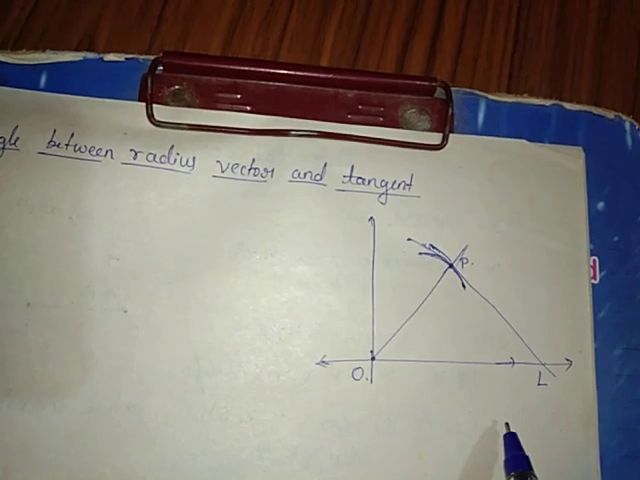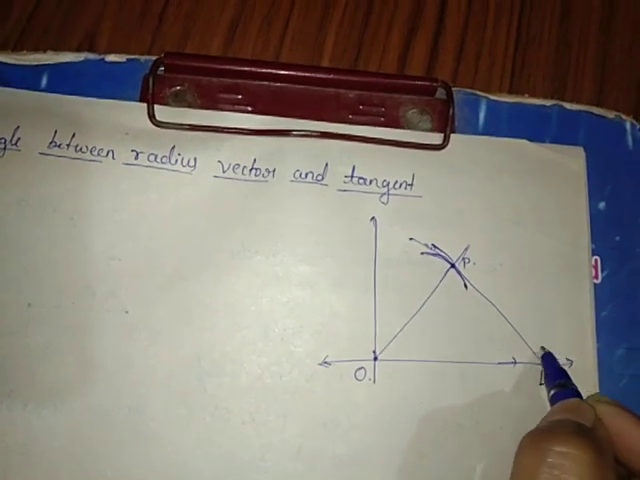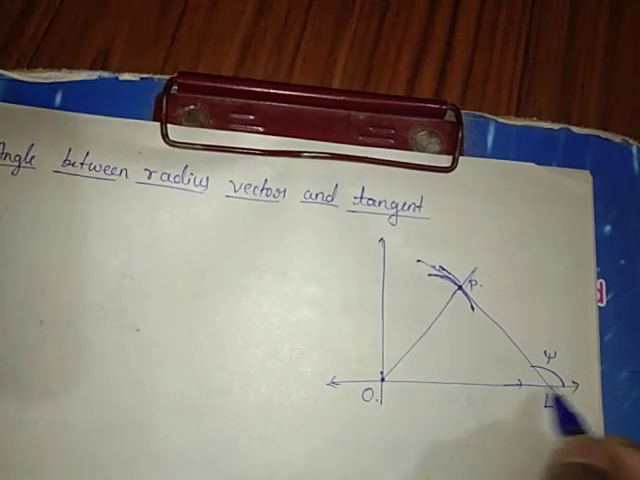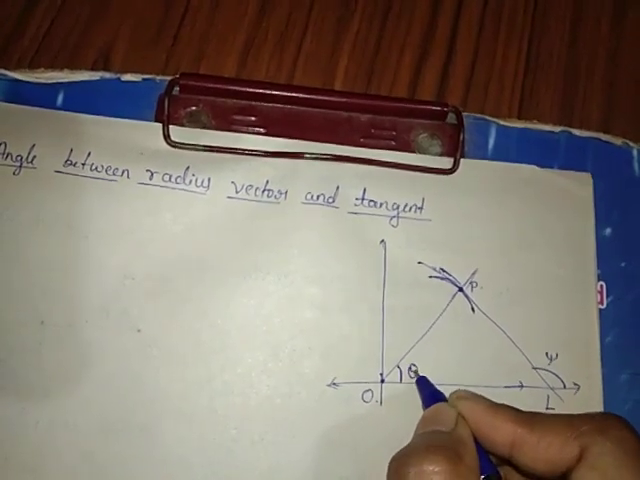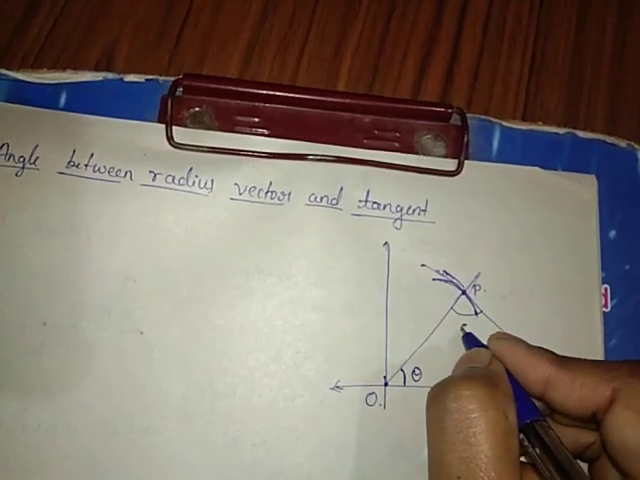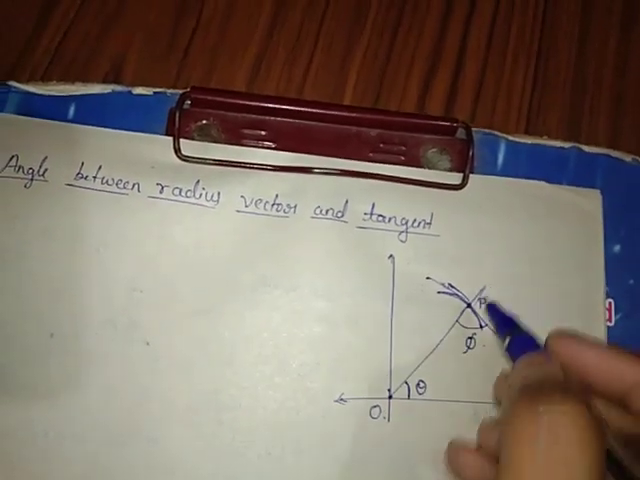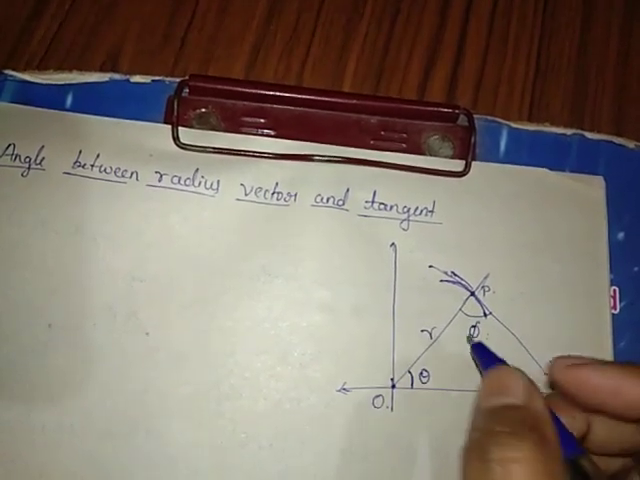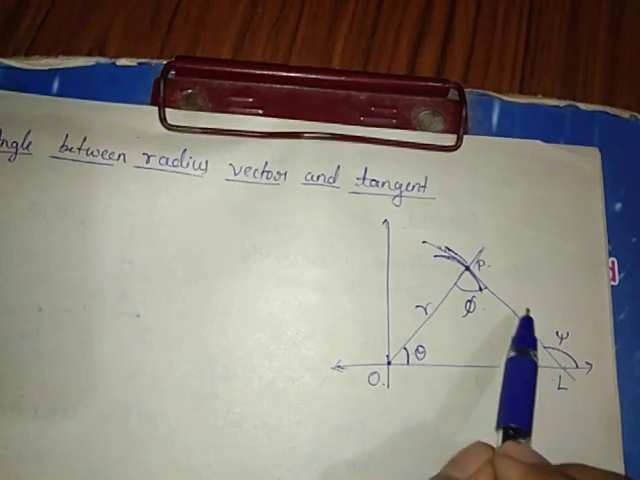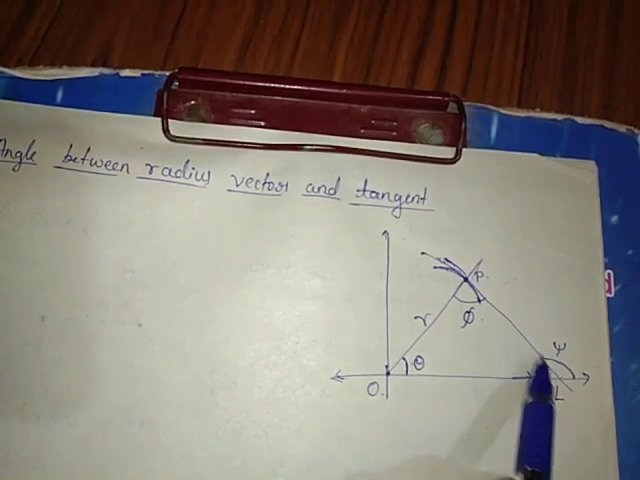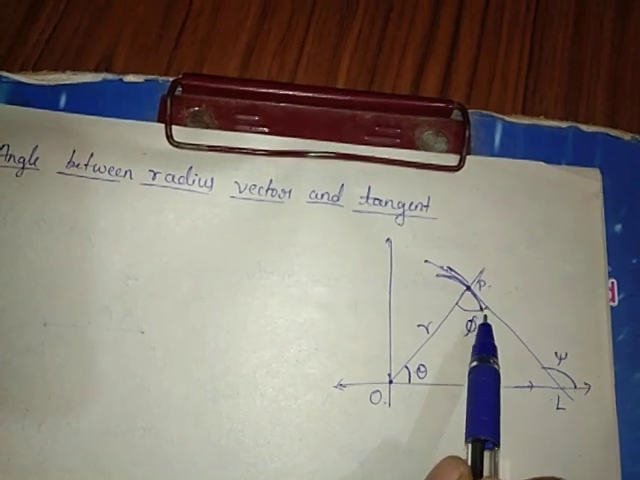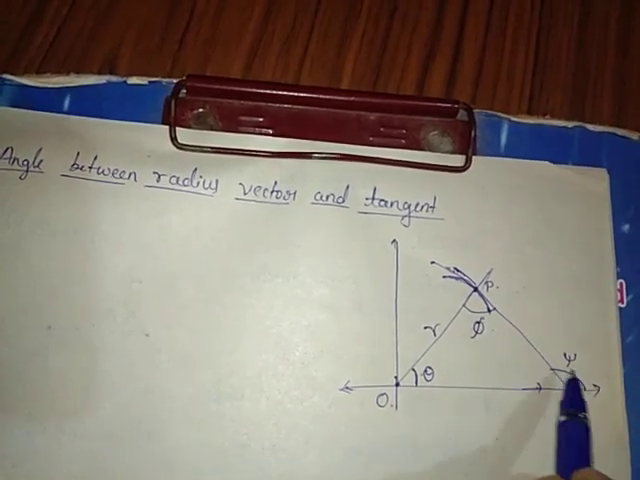The angle of the tangent with the x-axis is xi. The angle of the radius vector r with the x-axis is theta, and the angle between the radius vector and the tangent is phi. So the radius vector is r, its angle to the x-axis is theta, the angle of the tangent with the x-axis is xi, and the angle between the radius vector and the tangent is phi.